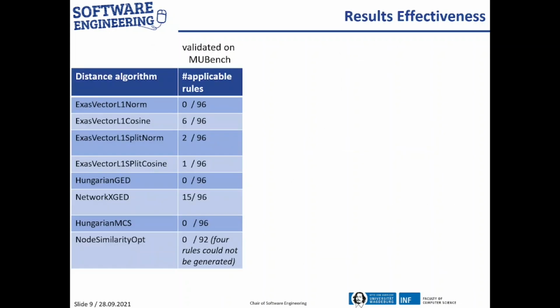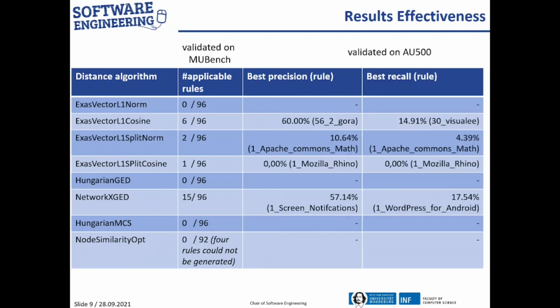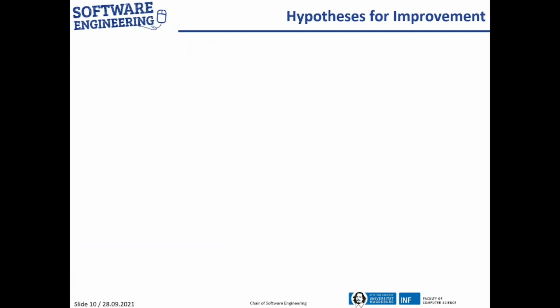However, our results are sobering. First, most distance algorithms do not produce applicable rules, and those that produce applicable rules have actually a very low precision and recall. Here we only present the best values, and these are still lower than the values we have seen from existing API misuse detectors.